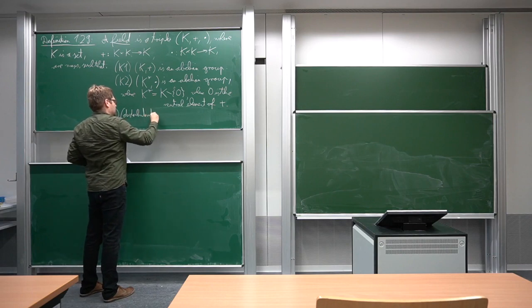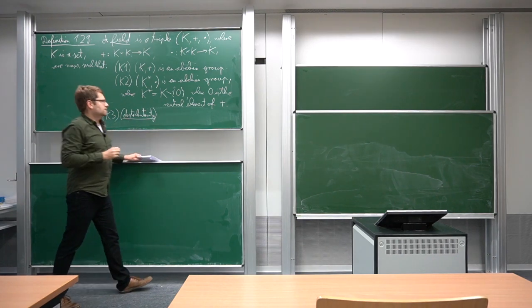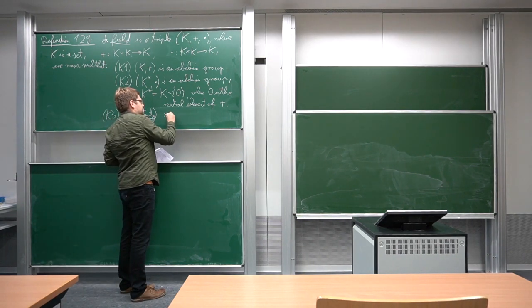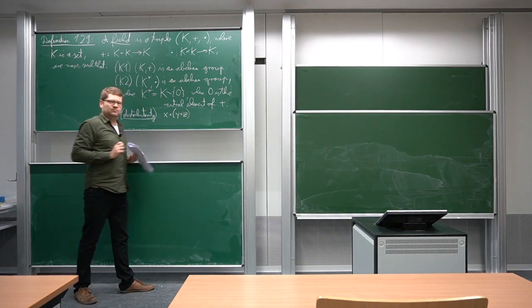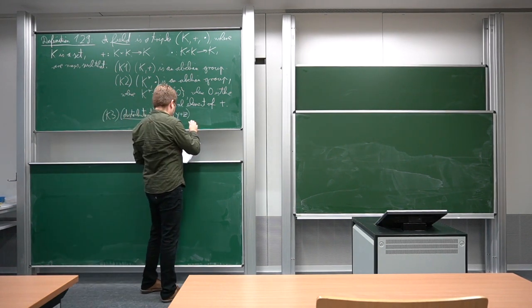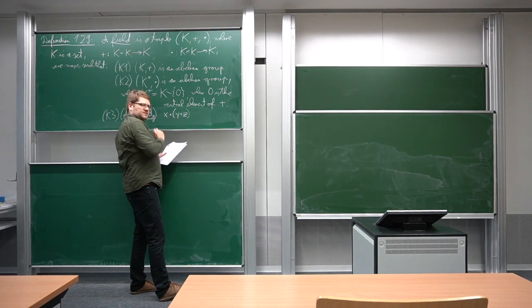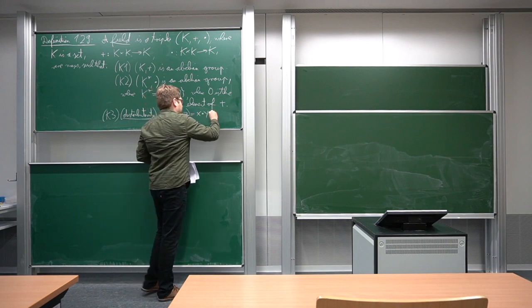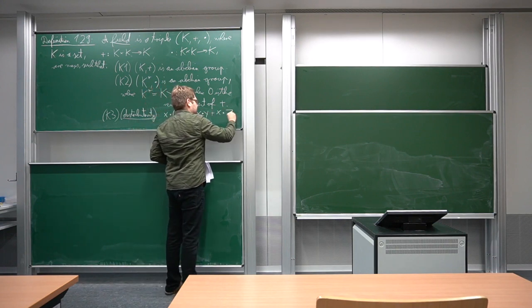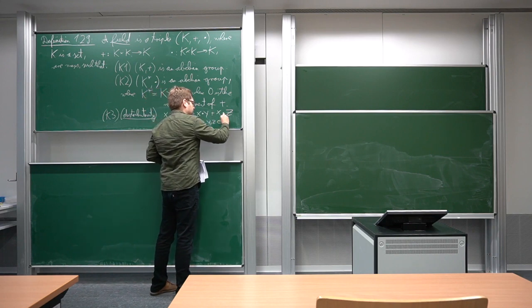And if you remember this word from high school, maybe it was used there. We want that x times a sum of two elements, x times (y plus z), so first addition, then multiplication, is the same as x times y plus x times z. And this we want to hold for all x, y, z in K.